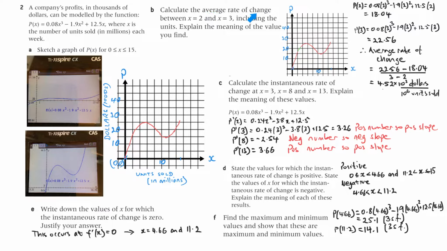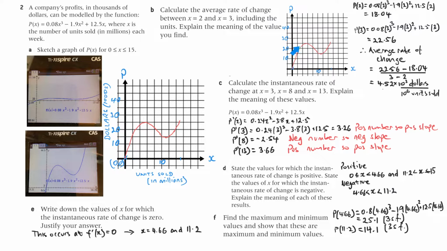B, calculate the average rate of change between x equals 2 and x equals 3, including the units. Explain the meaning of the value you find. Okay, if you want to find the average rate of change, we have the x values because we know x is 2. If you look closely, there's actually a green straight line in there. It goes from x equals 2 to 3 on the graph. There's a straight line. Now, it follows the curve, but not exactly, right?